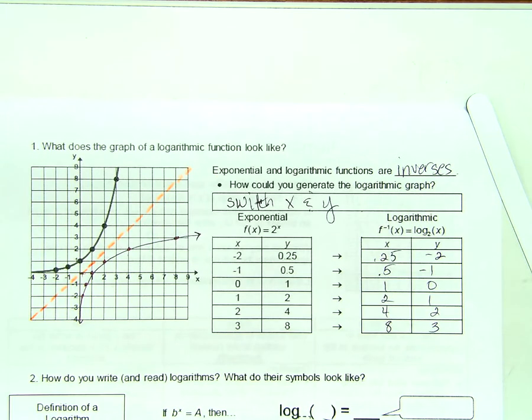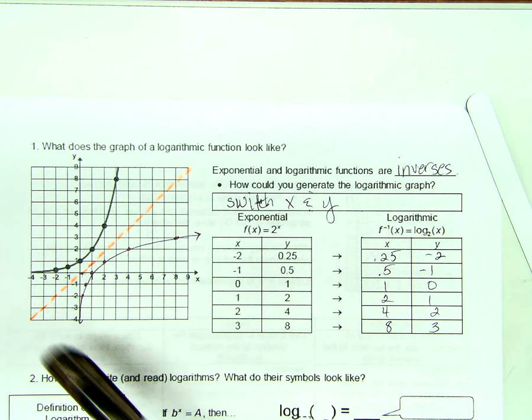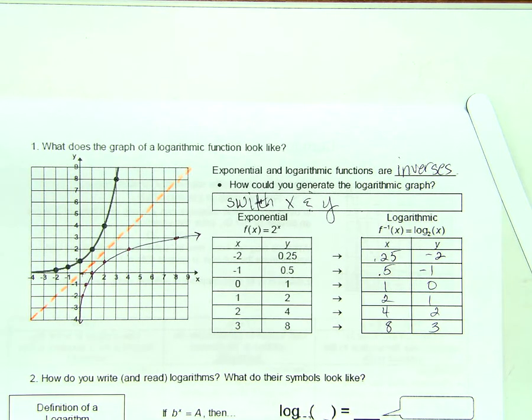Okay, so what line did I just draw? It's y equals x, right? This line that I just drew is y equals x. And why did I put that on there? Why do we care?